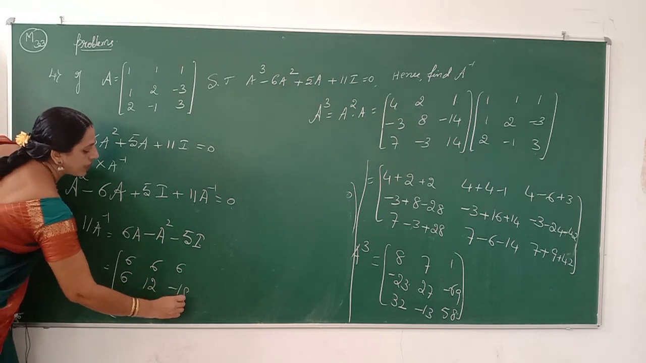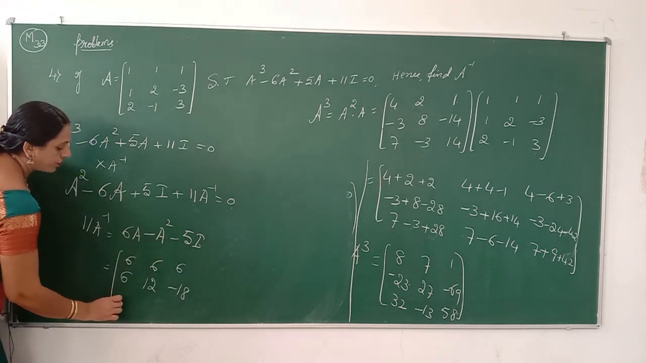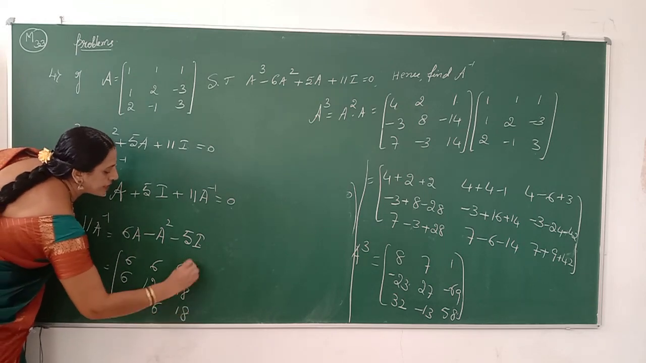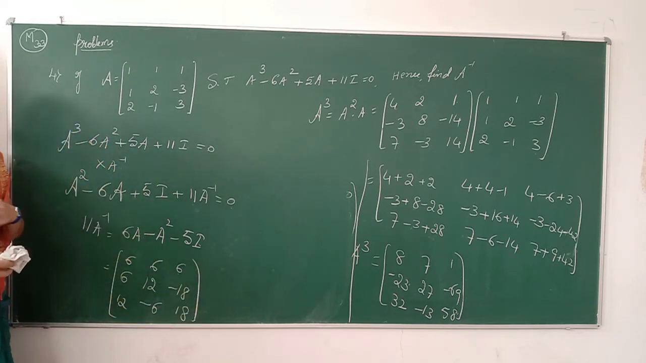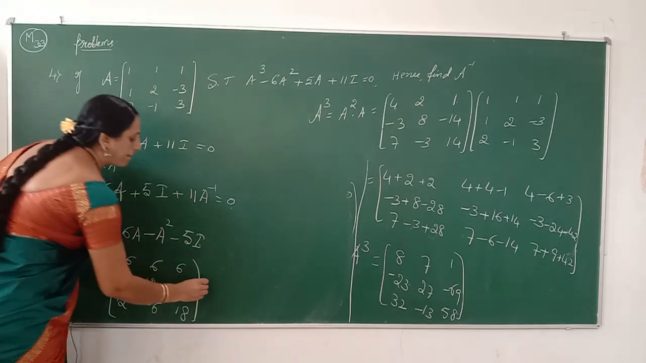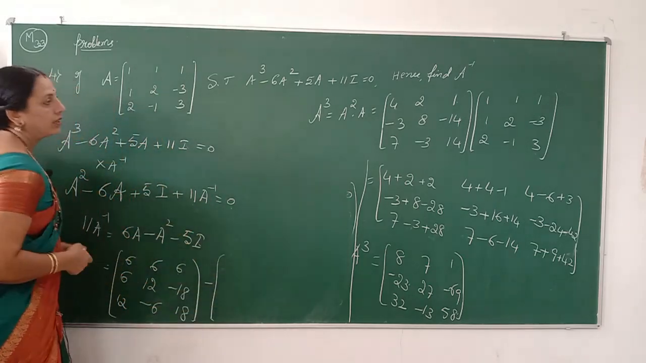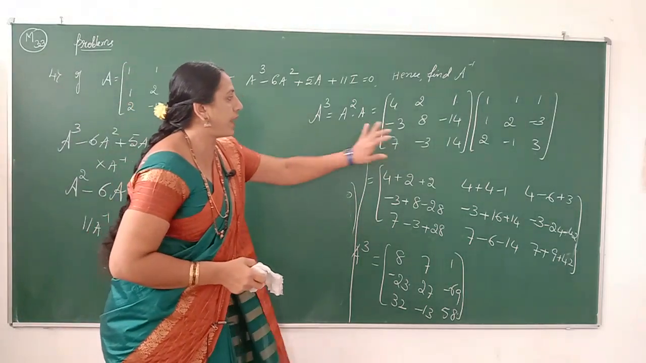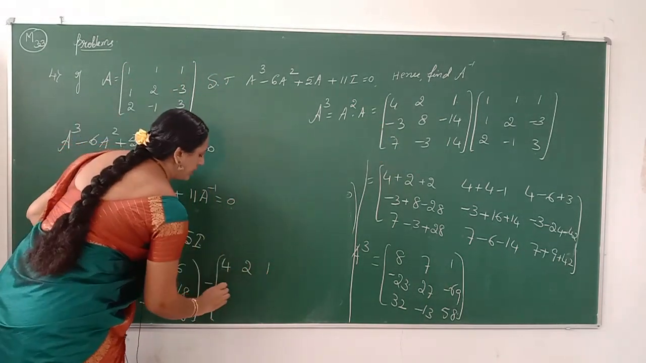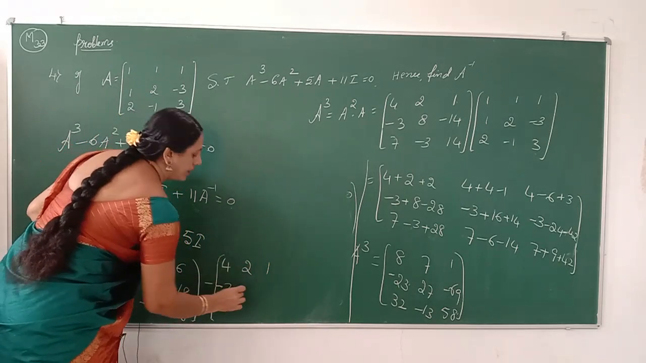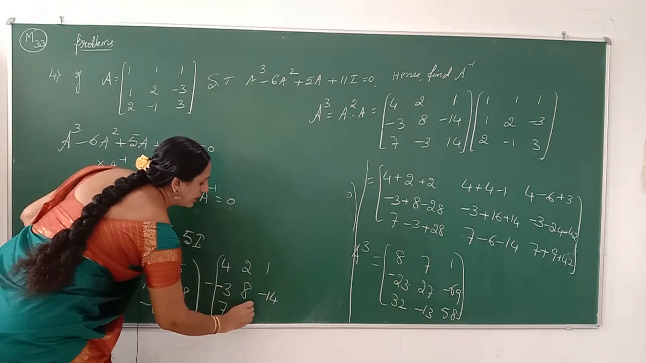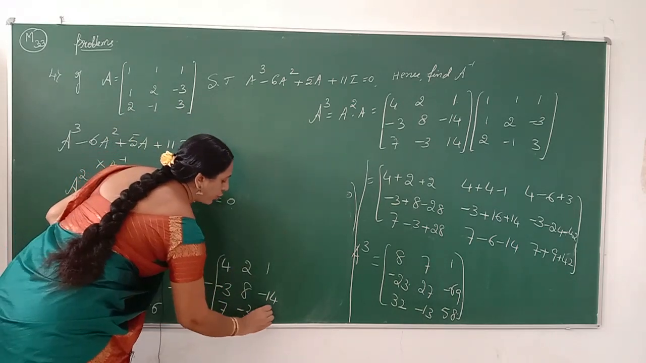12 minus 18, 12 minus 6, 18. These are the elements of 6A, meaning all the elements of A are multiplied by 6, minus A square. So what are the elements of A square? A square are 4, 2, 1, minus 3, 8, minus 14, 7, minus 3, 14.